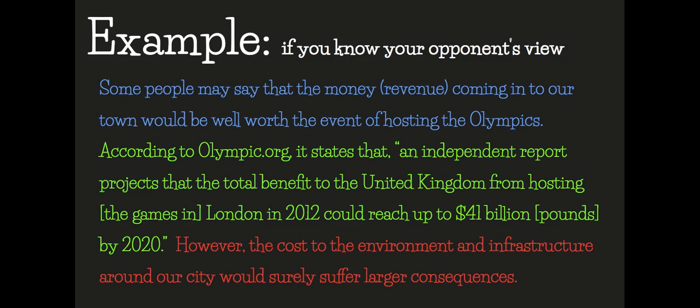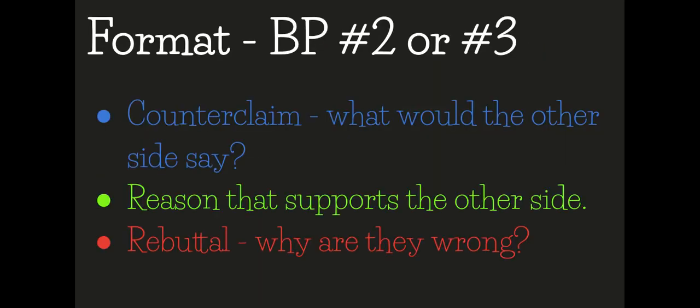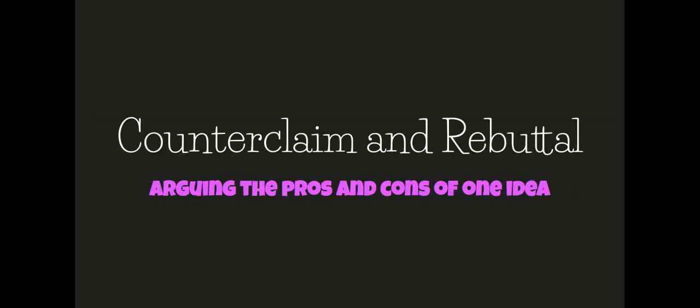Okay. According to Olympic.org, an independent report projects that the total benefit to the United Kingdom from hosting the games in London in 2012 could reach up to 41 billion pounds by 2020. So not only am I stating the facts, I'm citing information, which also proves your point even further, but I'm showing the reason that supports the other side, right? I'm finding credible information about that other side.